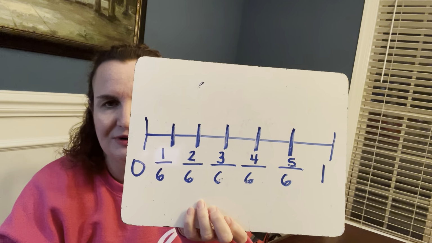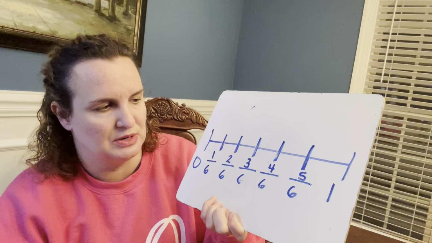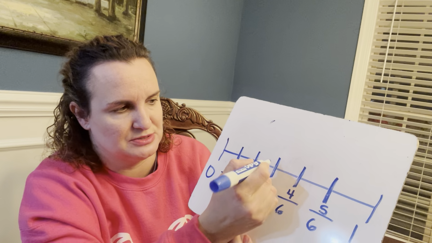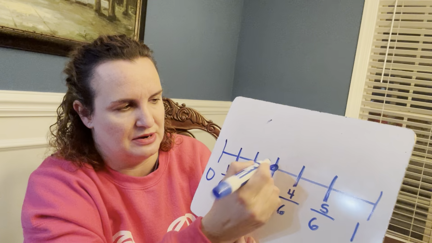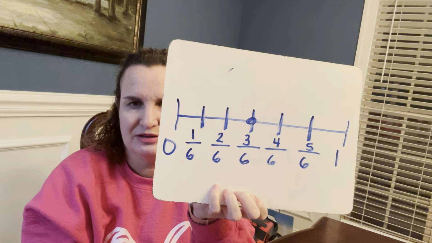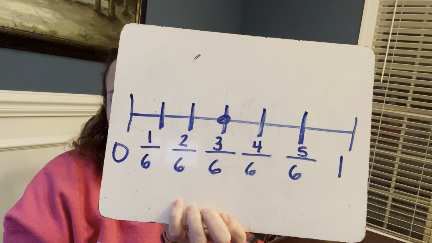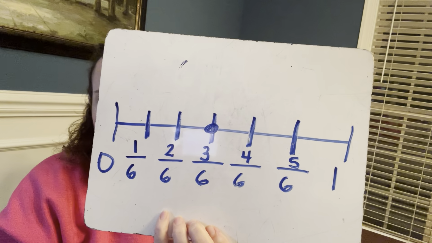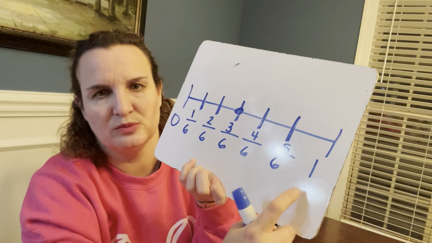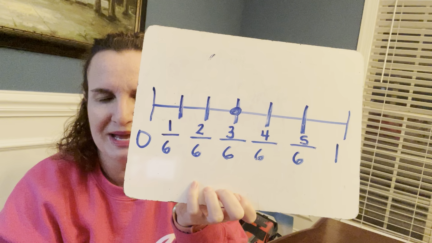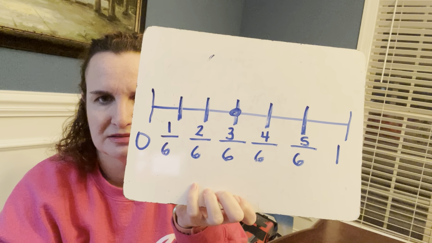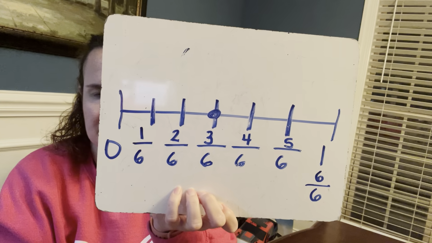Now remember, the fraction that we were trying to show on the number line was 3/6. So you can go ahead and put your dot right there, showing where 3/6 is on the number line. And then we know that 1 whole is equal to how many sixths? 6/6. Okay, so put that under the 1 whole, that it's equal to 6/6.